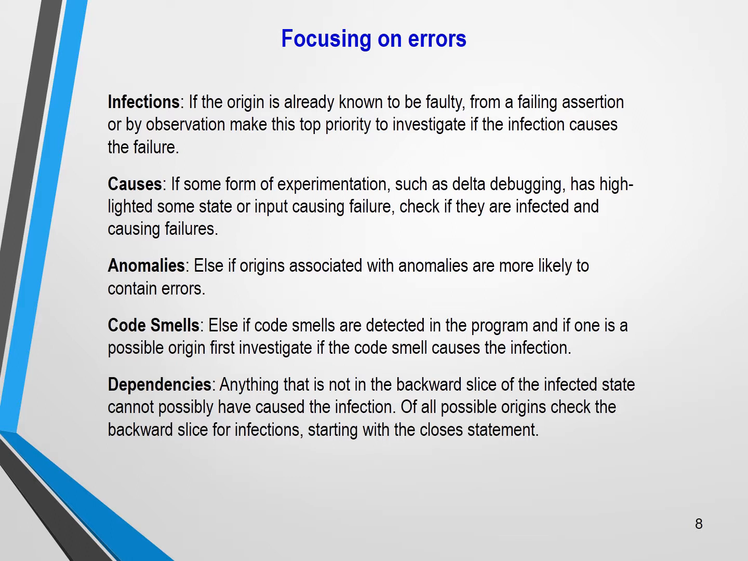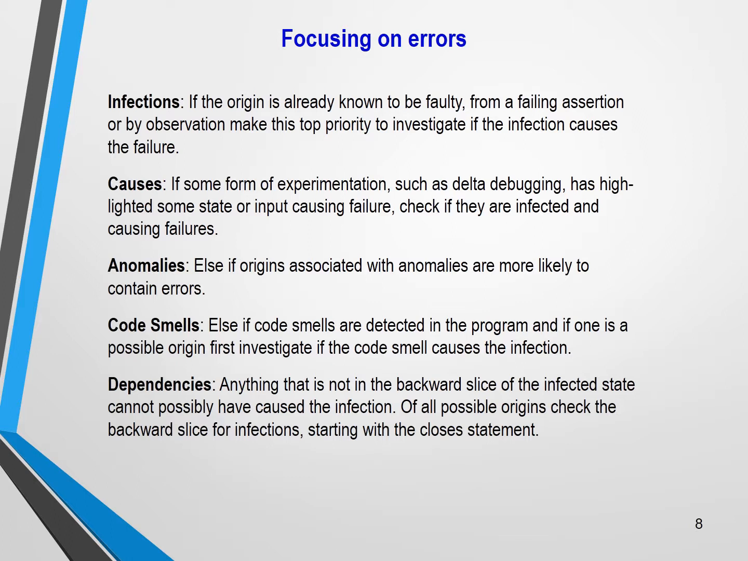Focusing on errors. Infections: if the origin is already known to be faulty from a failing assertion or by observation, make this top priority to investigate if the infection causes failure. For causes, if some form of experimentation, such as delta debugging, has highlighted some state or input causing failure, check if they are infected and causing failures. Origins associated with anomalies are more likely to contain errors.